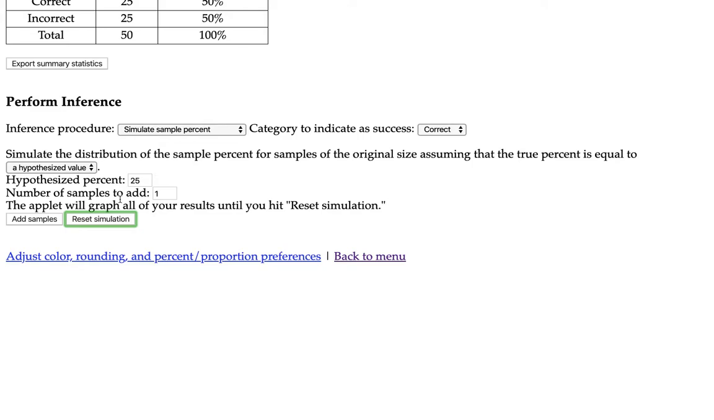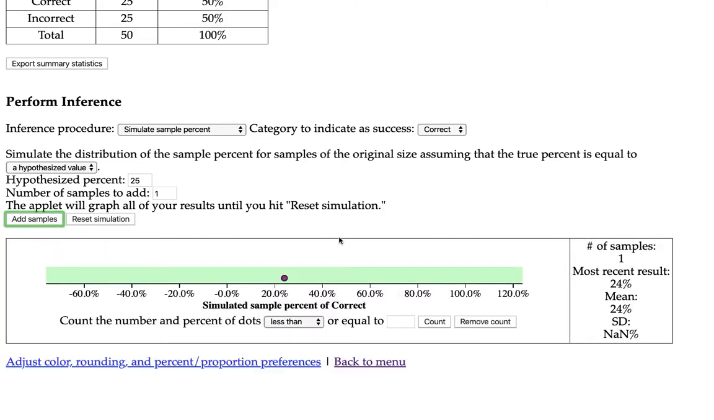When it says number of samples to add, that means the number of tests for Jake to take. So right now, Jake is just going to take one test. So let's see what happens when Jake takes his first 50 question test. His first 50 question test looks like Jake's score was a 24%. Remember, Jake's a random guesser, so 24% is pretty close to getting 25%. He got 24% of his 50 questions correct, which is the same as him getting 12 out of those 50 correct. So that was his first test.